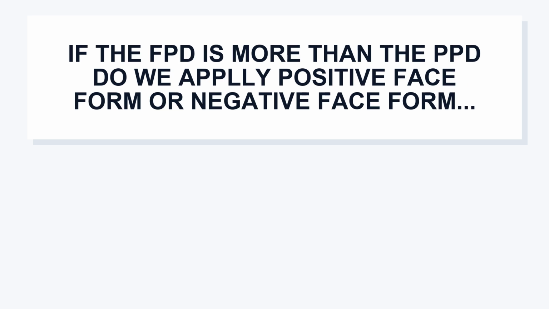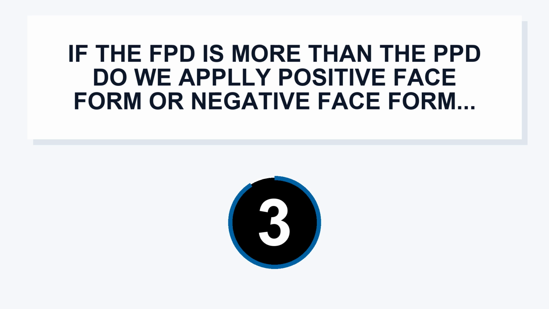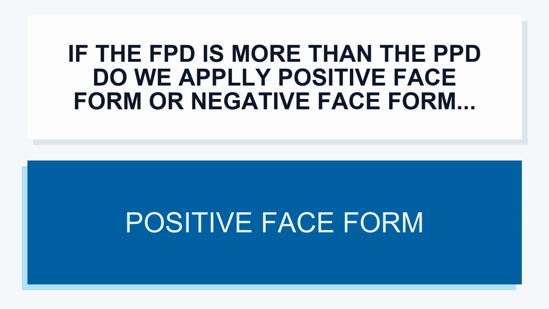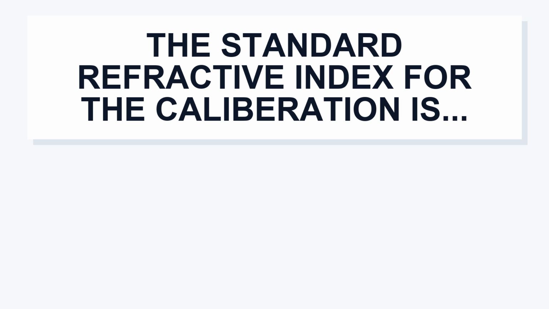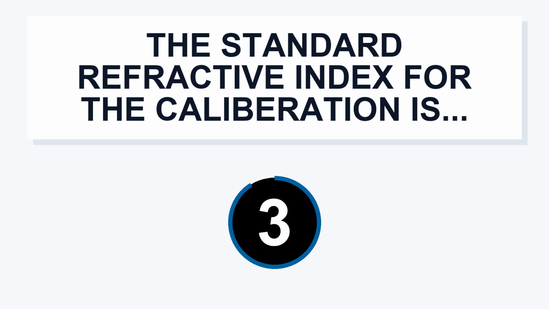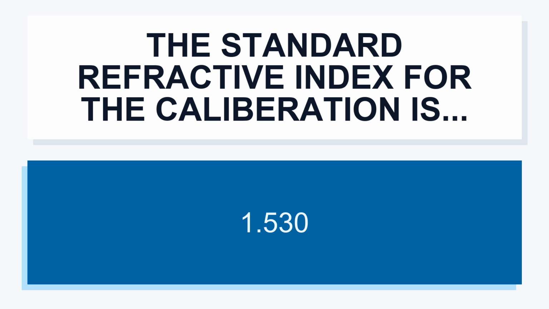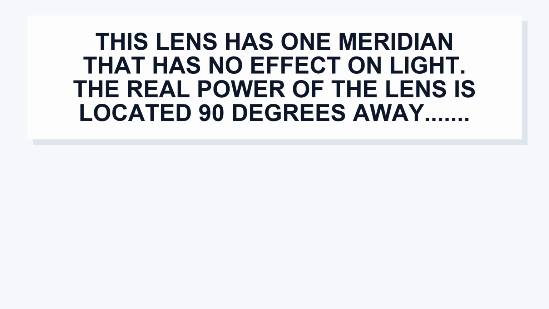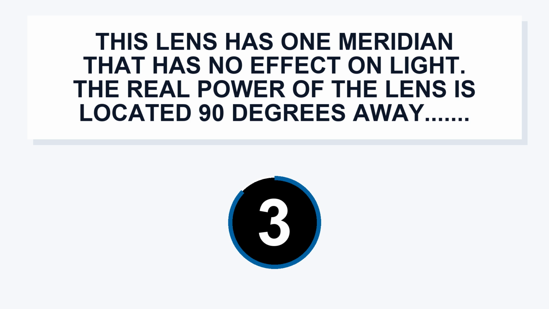If the FPD is more than the PPD, do we apply positive face form or negative face form? Positive face form. The standard refractive index for the calibration is 1.530. This lens has one meridian that has no effect on light. The real power of the lens is located 90 degrees away. A cylinder lens.